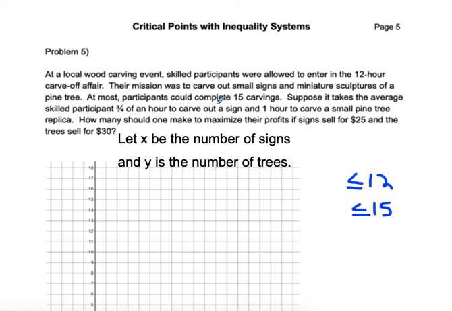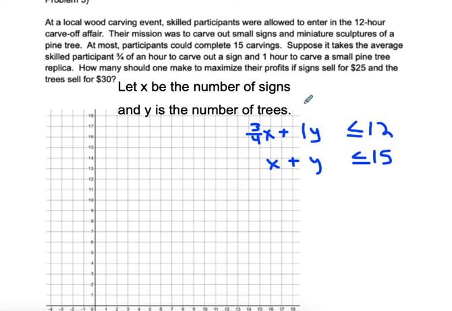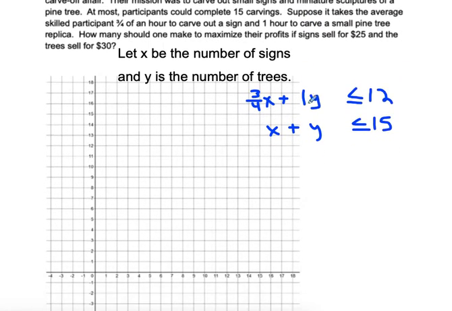So participants could complete 15 carvings. You could complete less. So for the time ones, the signs take you 3/4 hours, so you're doing 3/4 times x, and the trees take 1 hour. And for the total amount, well, you're just adding up how much you got. The most you can make is 15. You only get 15 pieces of starting wood. And there are 2 inequalities that we are going to be graphing.